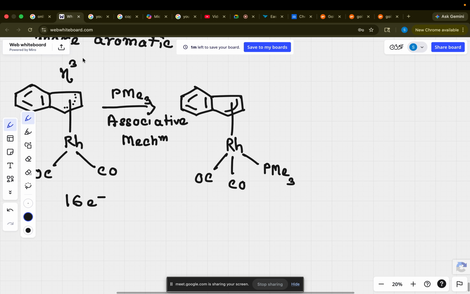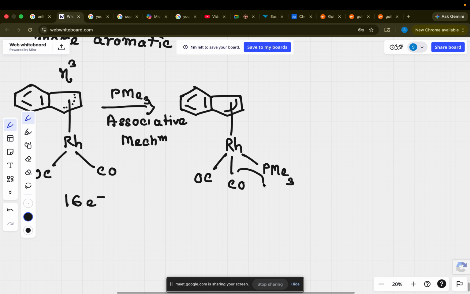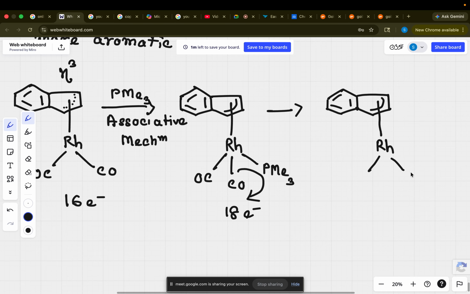But one thing will happen: if you have more ligands, the repulsion will generate. Next step, one of the CO will be removed from here. Here you are getting 18 electrons; now one of the CO is removed, and then you are getting 16 electrons. So rhodium is here, PPh3 is here, and the other ligand is PMe3. Yes, 16 electrons here.